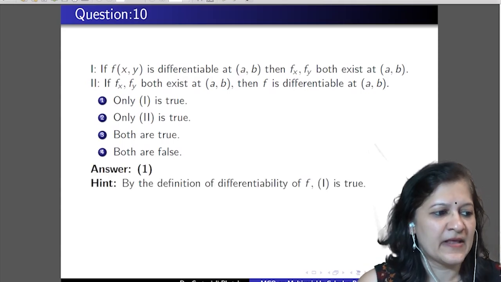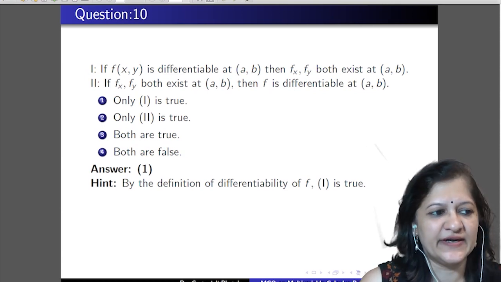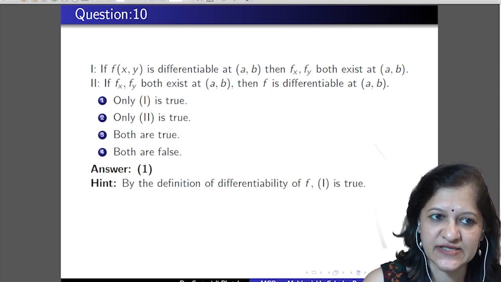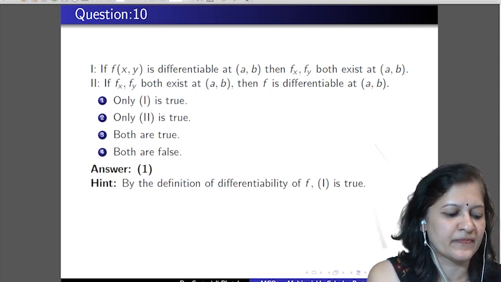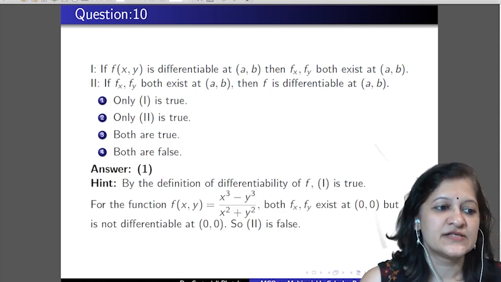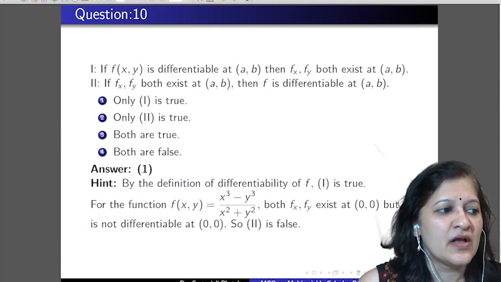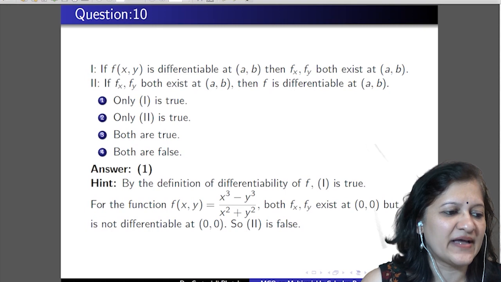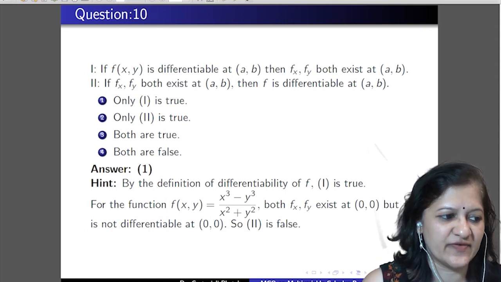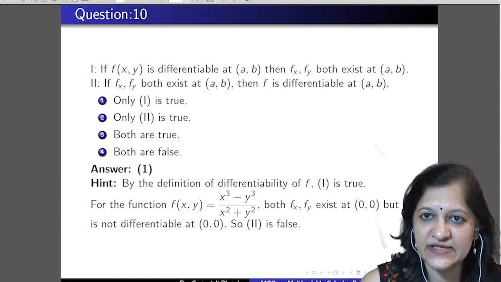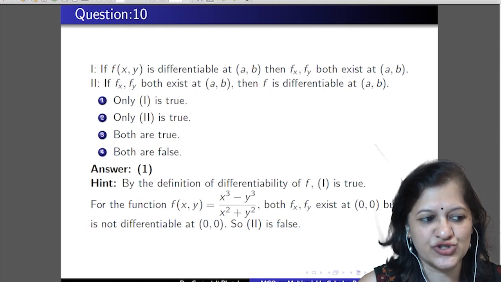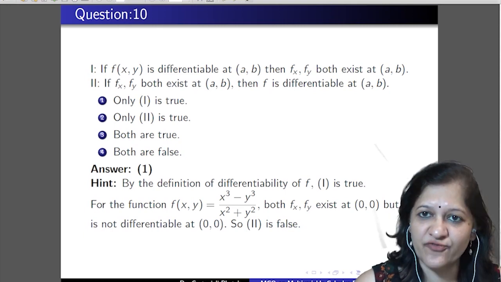Answer is 1. By the definition of differentiability, we know that both first order partial derivatives exist at the point (a, b). But the second statement is not true. For example, here is a function (x cube minus y cube) upon (x square plus y square), for which both first order partial derivatives exist at (0, 0), but the function is not differentiable at (0, 0). So the second statement is false.